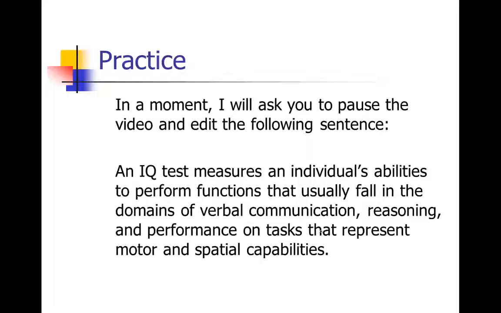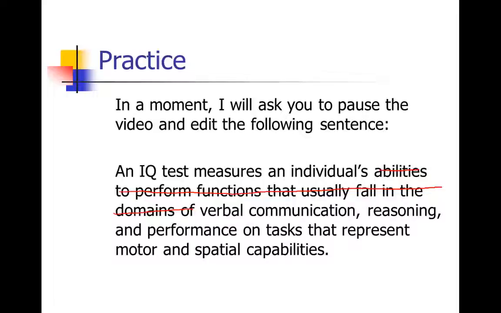All right, so here's what I did on this sentence. So an IQ test measures an individual's, and then we get abilities to perform functions that usually fall in the domains. This is very wordy. How about we just get to what the test measures? An IQ test measures an individual's, I'm going to get rid of all of this. An IQ test basically measures an individual's verbal abilities, right? So we could just say that at the end.